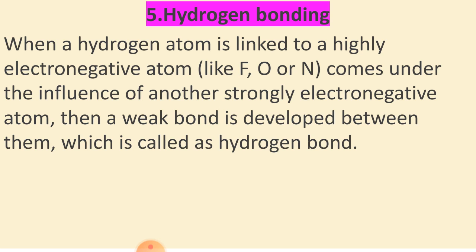So this is basically intermolecular H bonding. But in intramolecular H bonding, a common example is ortho-nitrophenol. It is a single molecule. Here the H bonding takes place between the OH group and NO2 group of the same compound. That's why this is known as intramolecular H bonding.